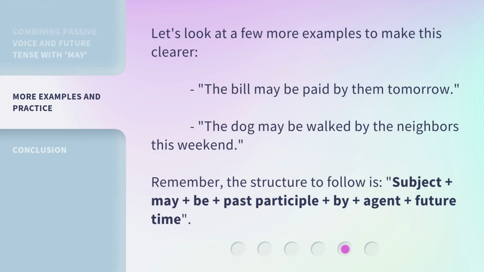Let's look at a few more examples to make this clearer. The bill may be paid by them tomorrow. The dog may be walked by the neighbors this weekend. Remember, the structure to follow is subject plus may plus be plus past participle plus by plus agent plus future time.